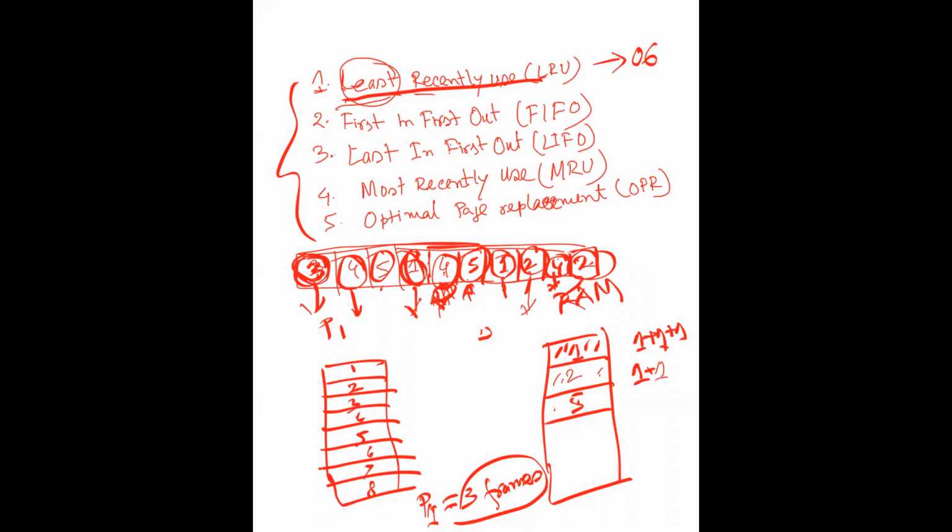Then the process requests page number 4. Page 4 is not available inside the RAM, so there is also one page fault. Which page will be replaced now? Page 5 actually came first inside the RAM, so 5 will be replaced by 4. Then the request for page number 2 comes. Page 2 is available. So the total page faults for FIFO are also 6. That is also 6.